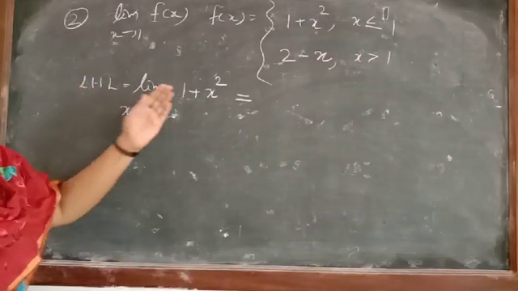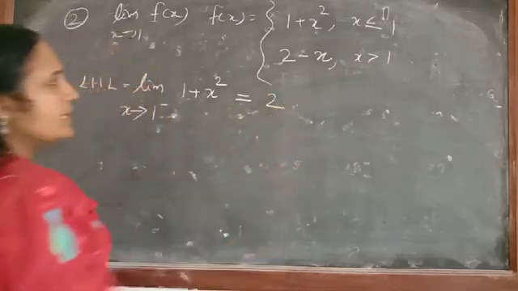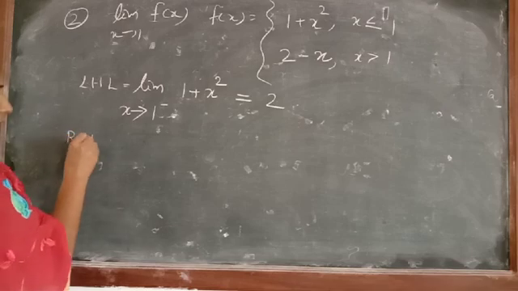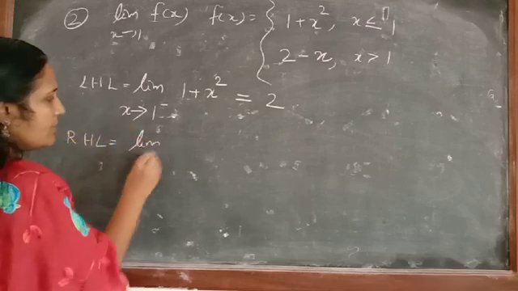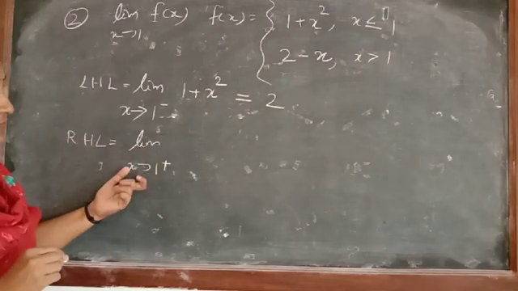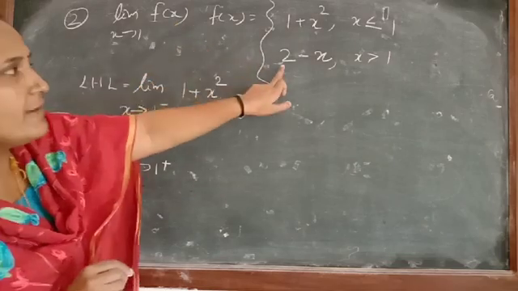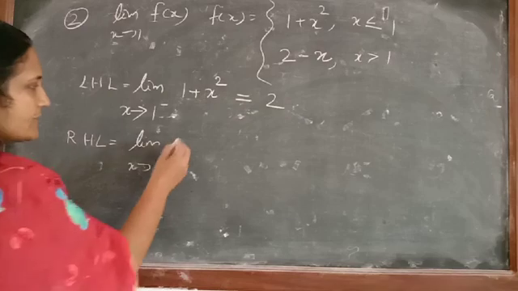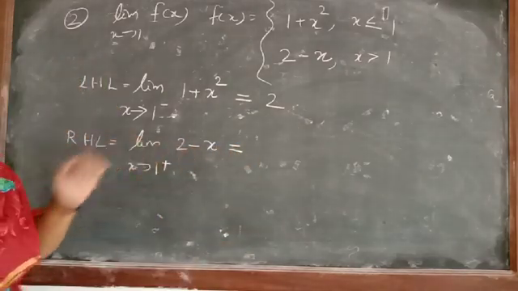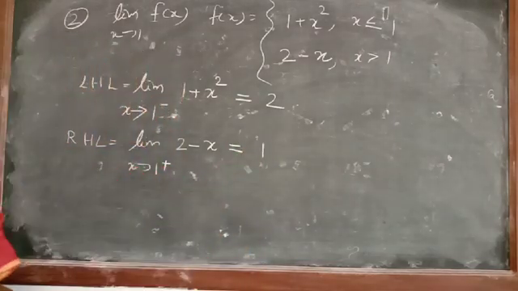Now just in place of x substitute 1. Then what will be the left hand limit? Yes, we will get the left hand limit is equal to 2. Now we will calculate the right hand limit. Right hand limit x tends to 1 plus there. For all the values of x which are greater than 1, what is the function? Yes, we have the function 2 minus x. So just write down there 2 minus x. Now in place of x substitute 1. What will come? Yes, we will get the answer is equal to 1.